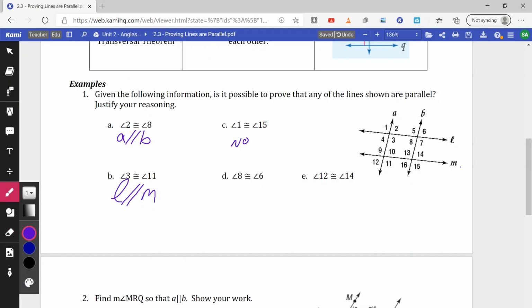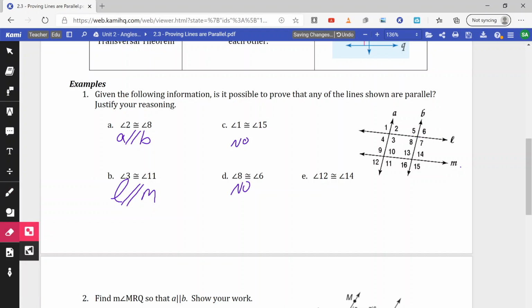Next up, we have 8 and 6. In this case, we have vertical angles around line L. Because there is no real relationship, they're not corresponding, they're not alternate interior, they're not alternate exterior, we cannot say for sure that L and M or A and B are parallel, because they are right on line L and right on line B. There's no relationship. So there's nothing we can say regarding parallel lines for this particular one.